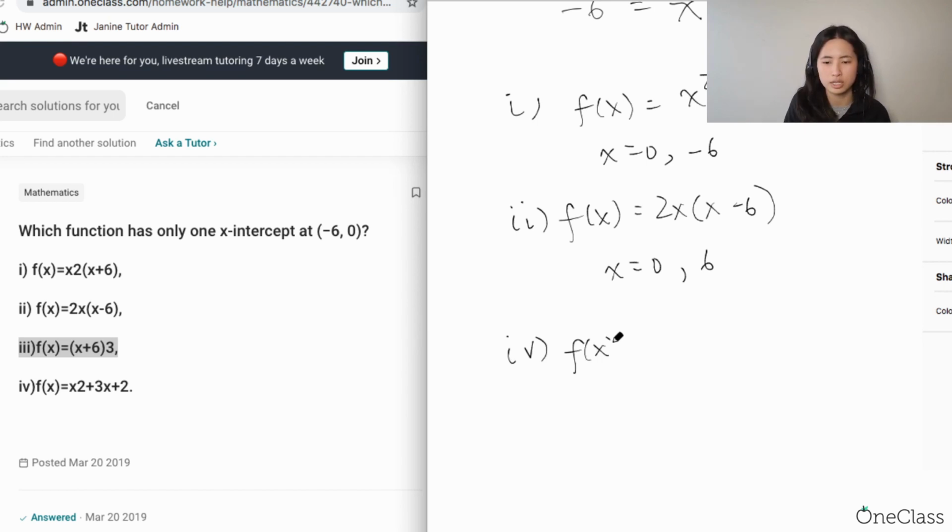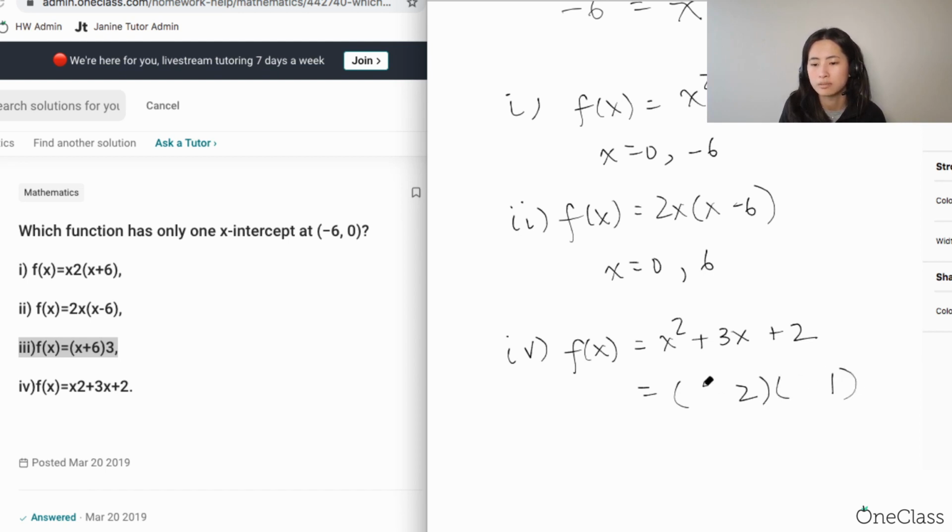And then if you take a look at number 4, f(x) equals x squared plus 3x plus 2. If you try to factor this, it's either you apply the quadratic formula or you think of two factors that you can multiply to get 2, and when you add them together, you get 3. So if you have positive 2 and positive 1, this might work.